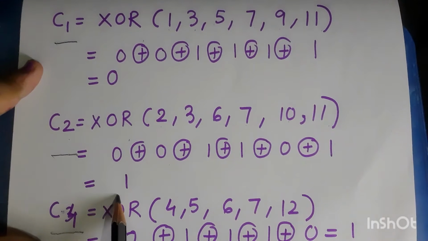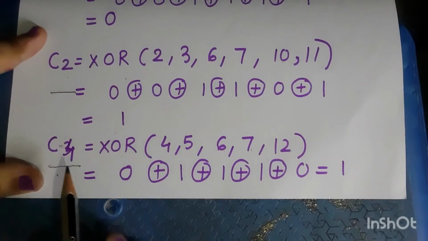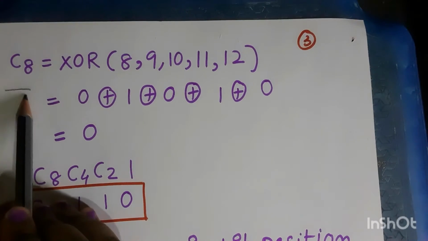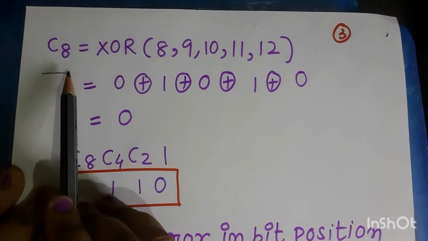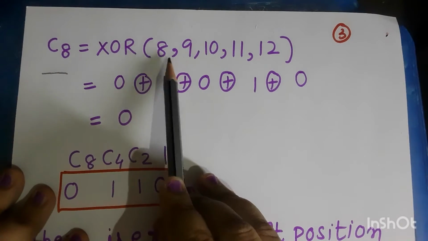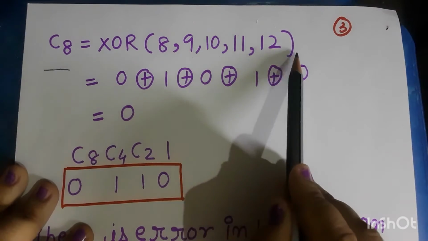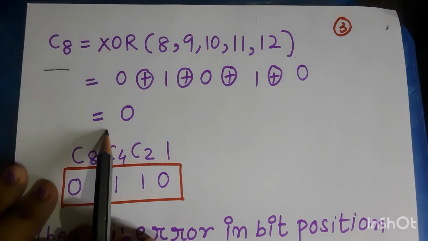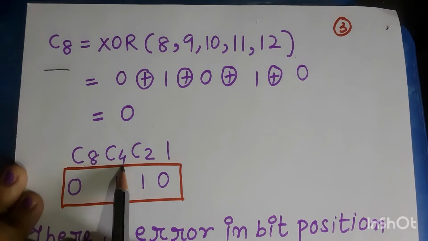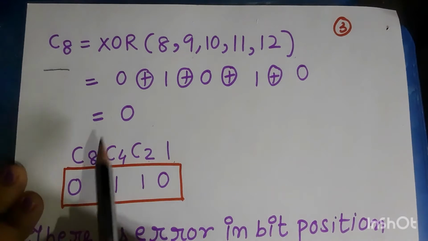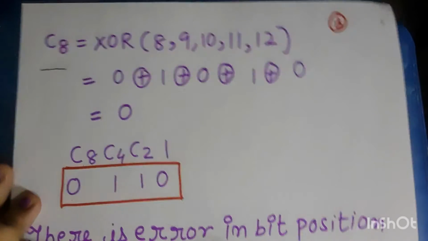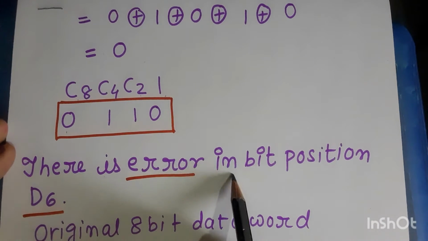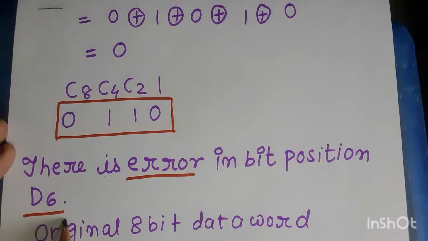I am getting it as 1. C4 is the XOR of the bits at locations 4, 5, 6, 7, 12. I am getting it as 1 too. Now C8 is the XOR of the bits at locations 8, 9, 10, 11, 12, and here also I am getting 0. Now C8, C4, C2, C1: what are the values I got? 0, 1, 1, 0. That means there is an error in bit position D6.